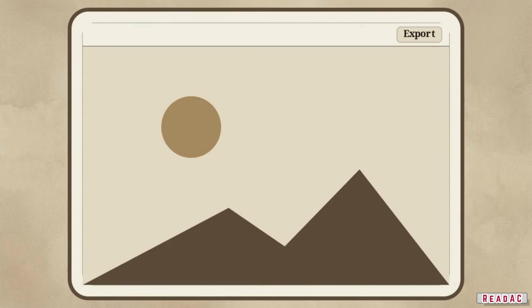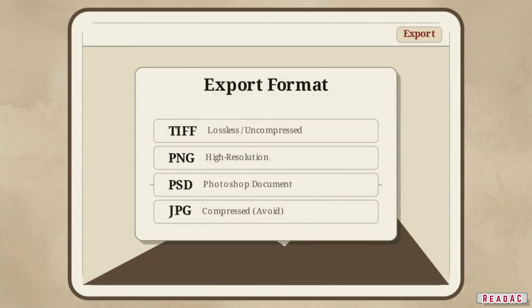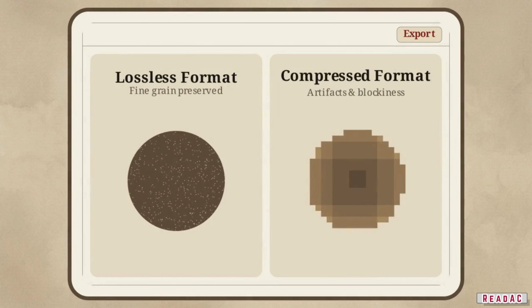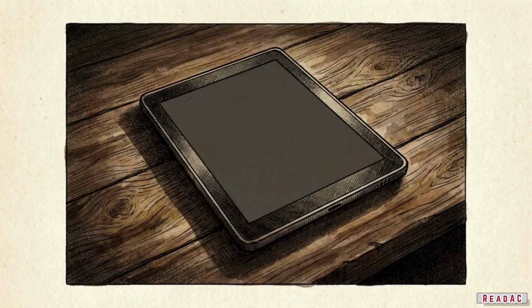To preserve this level of detail for video production, you must export your canvas correctly. Always save the file as an uncompressed TIFF or a high-resolution PNG, so those tiny grain particles don't get crushed during compression. Start collecting your own reference materials now.